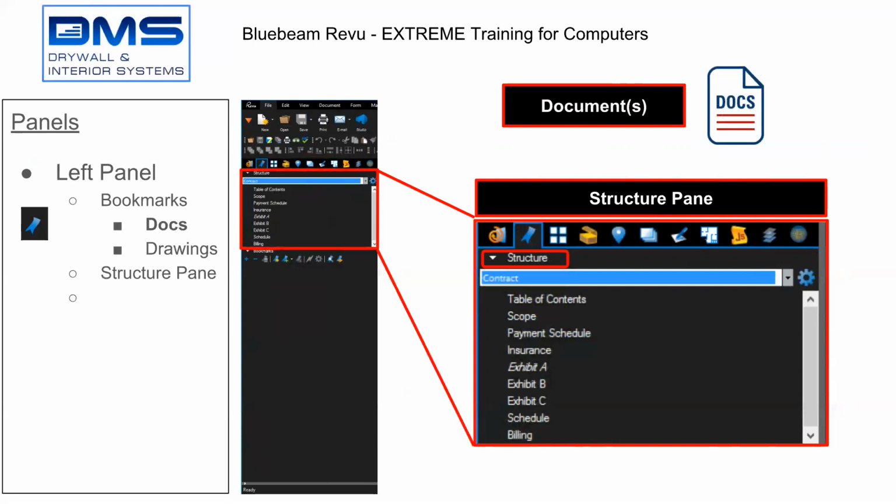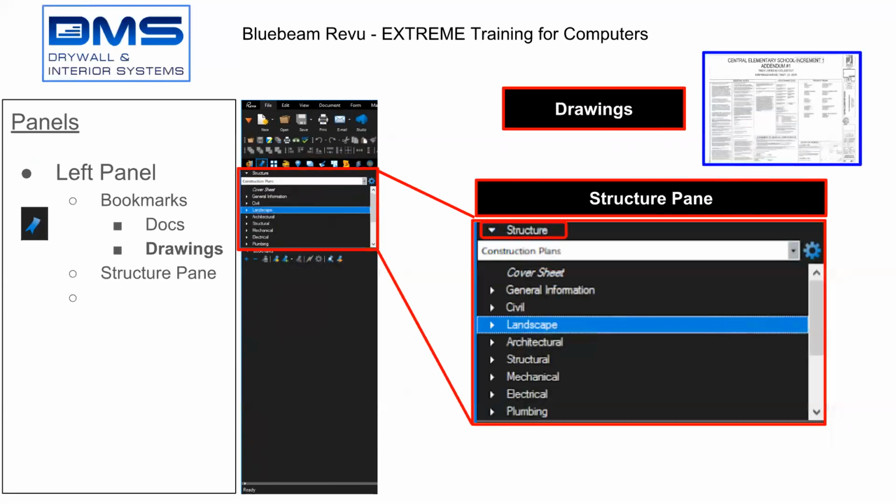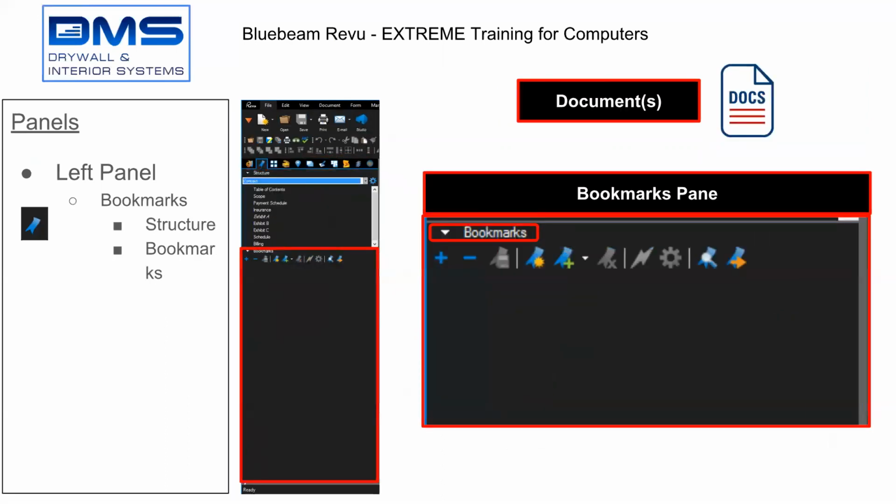And so you can see that the structure for documents, I have it listed in blue here. I have a structure for contracts, and then I have a structure for construction plans. Okay, now the bottom part of this is where your bookmarks will actually get populated.